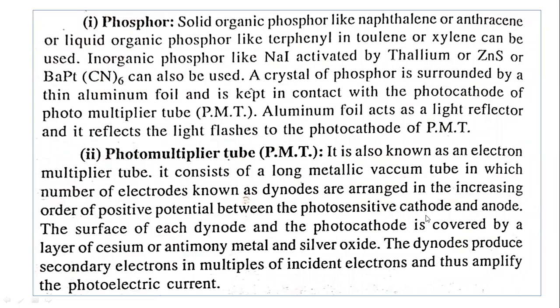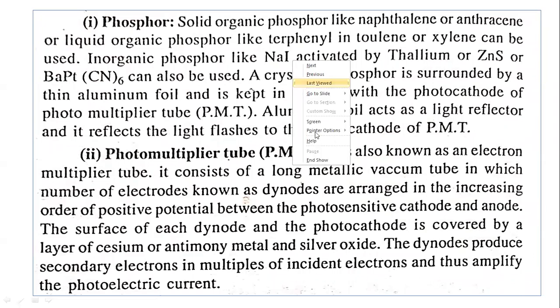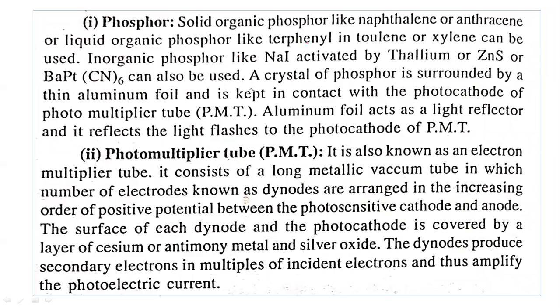The phosphor can be a solid organic phosphor like naphthalene or anthracene. This is also used as a phosphor. Solid organic materials like naphthalene or anthracene can be used in the scintillation counter as a phosphor.